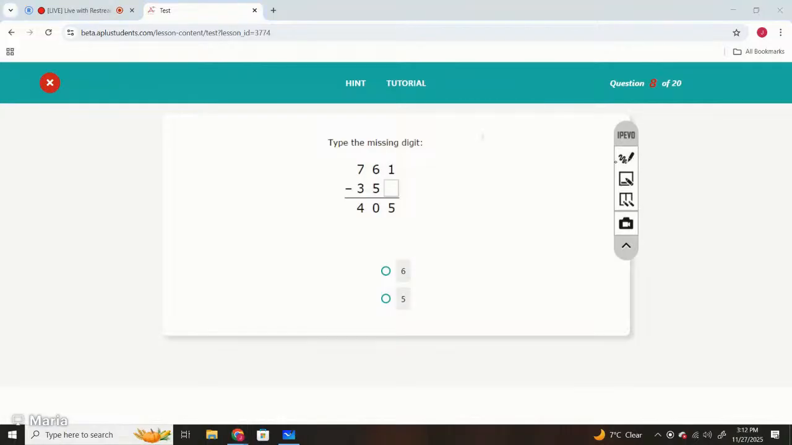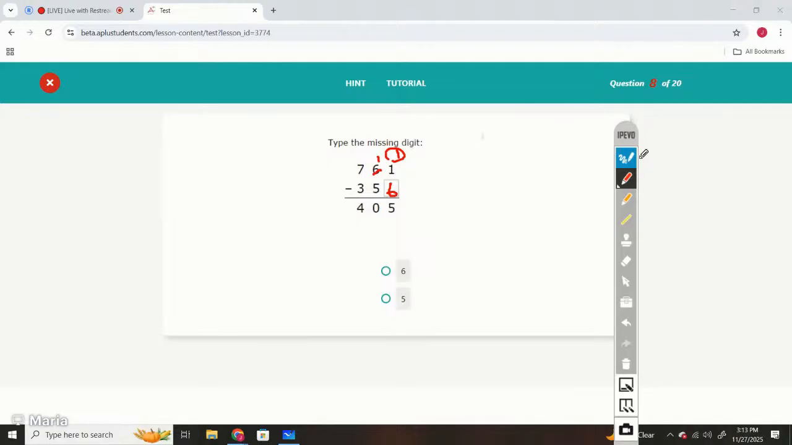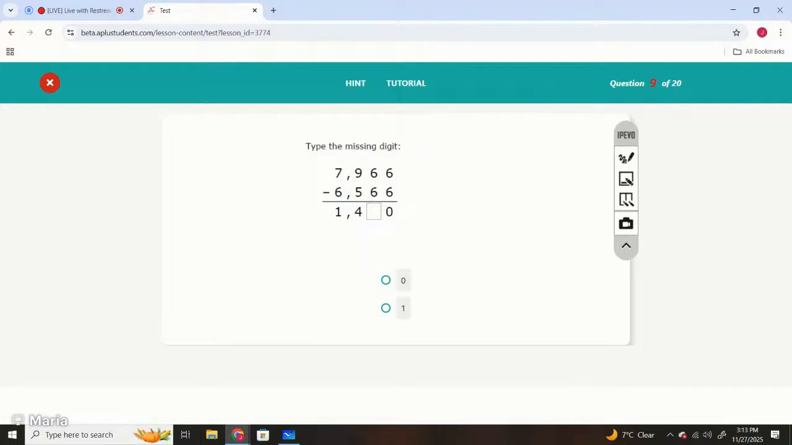Type the missing digit. We already have 1 over here. We need to borrow 1. 11 take away 6 is 5, so the missing number is 6.